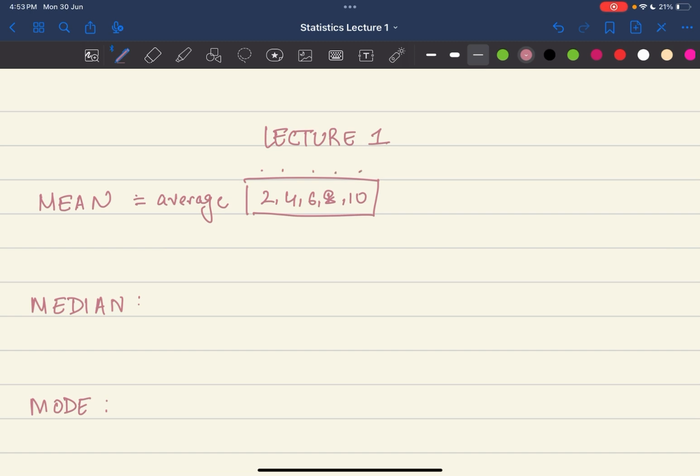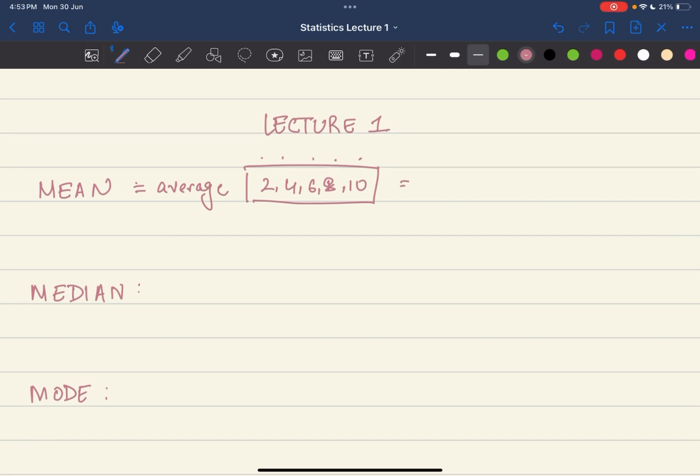So we have 5 observations here and the sum will be 10 plus 8 plus 6 plus 4 plus 2, which is 30. Okay. And the number of observations are 5. So we'll divide the sum of observations by the number of observations, which will be 6. So 6 is the mean of this data set, or the average of this data set.